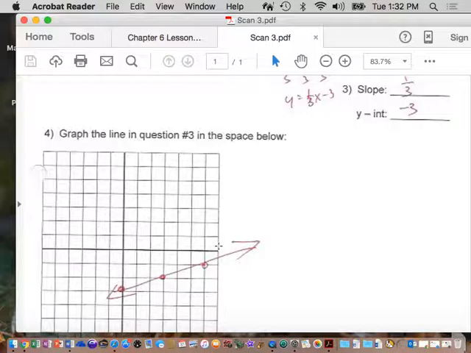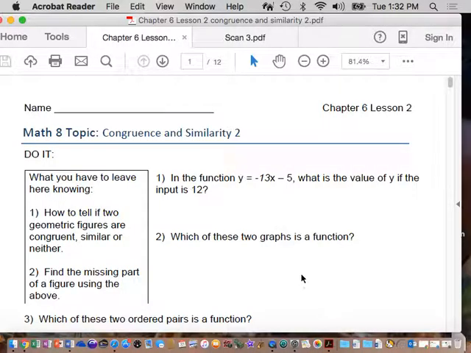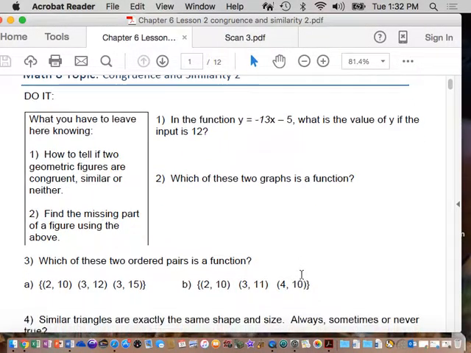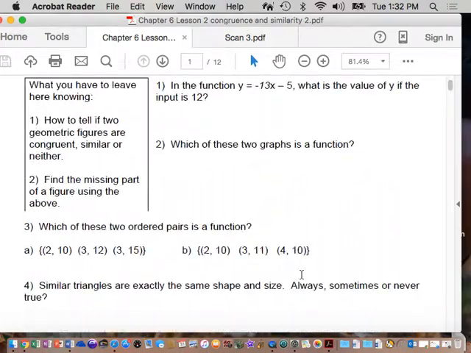All right. Any problems? No. Okay. Now, these are pretty much the same as yesterday. This would work out to be negative 9 for number 1.